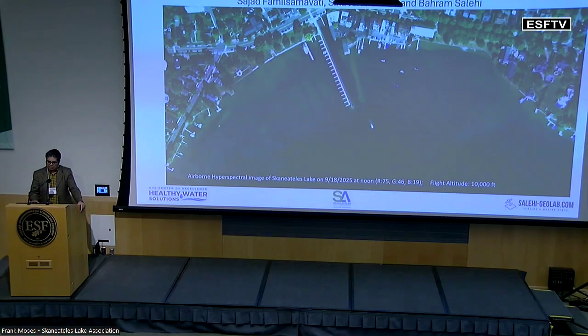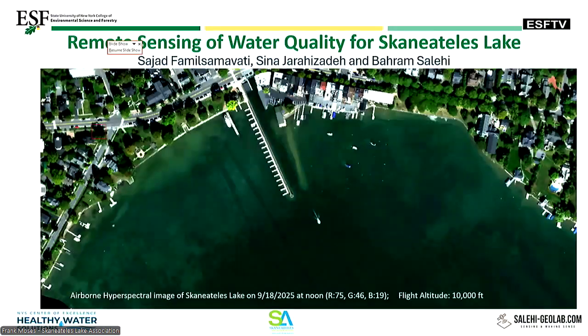This image that you see was acquired on September 18, 2025, this year, by a hyperspectral airplane from DRDC Canada, equipped with a hyperspectral sensor from Norway at an altitude of about 10,000 feet. So you can see a lot of interesting stuff on the lake.